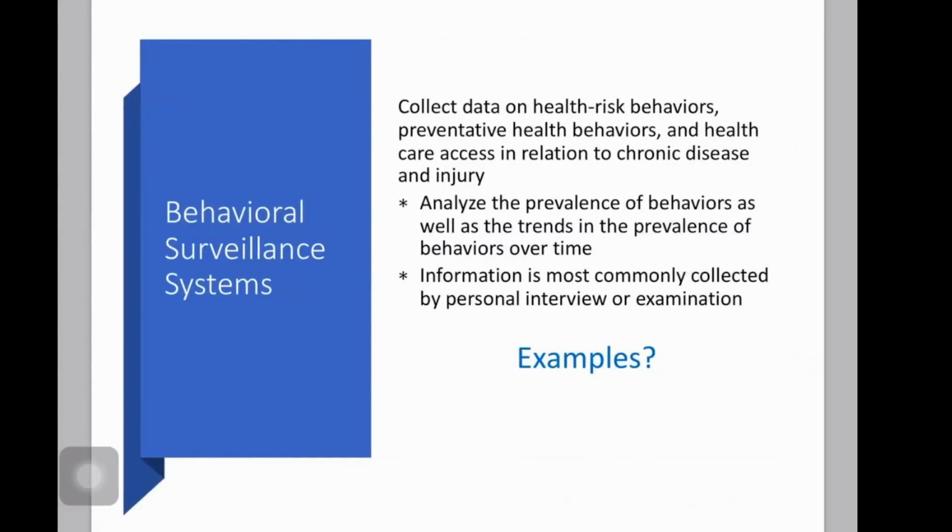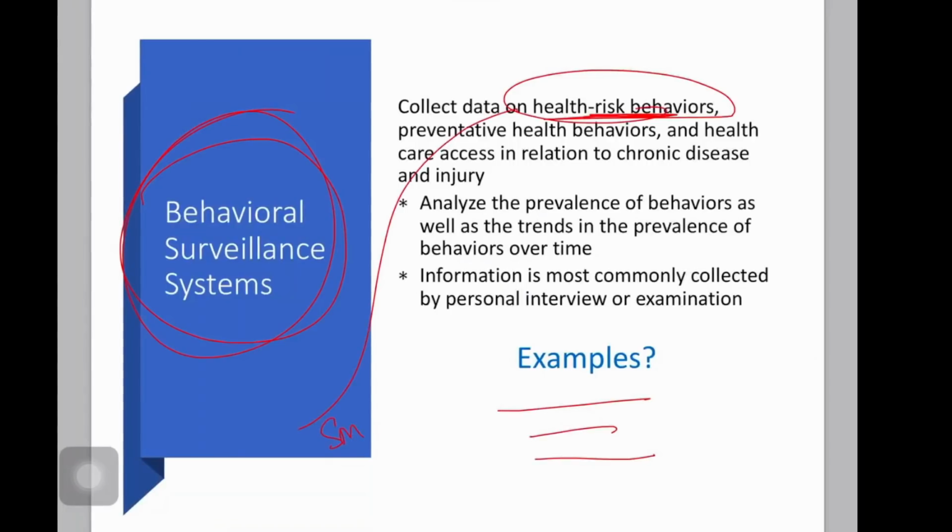Now, behavior surveillance is the collection of data on health risk behavior. What could be the health risk behavior, right? I can give you one example. The other two examples you can write, like smoking and health access in relation to chronic disease.